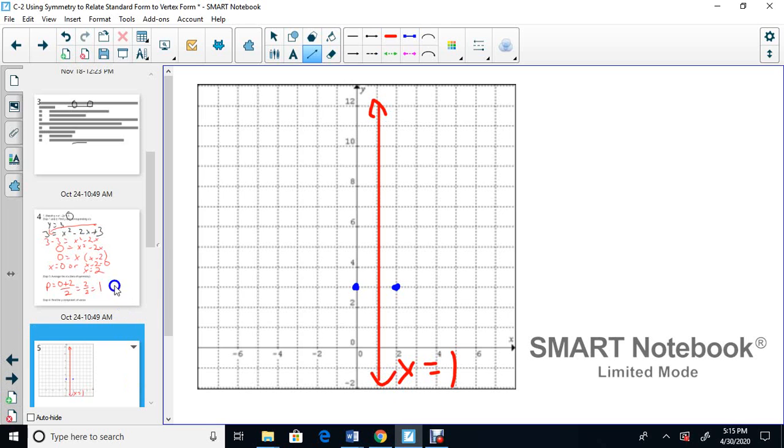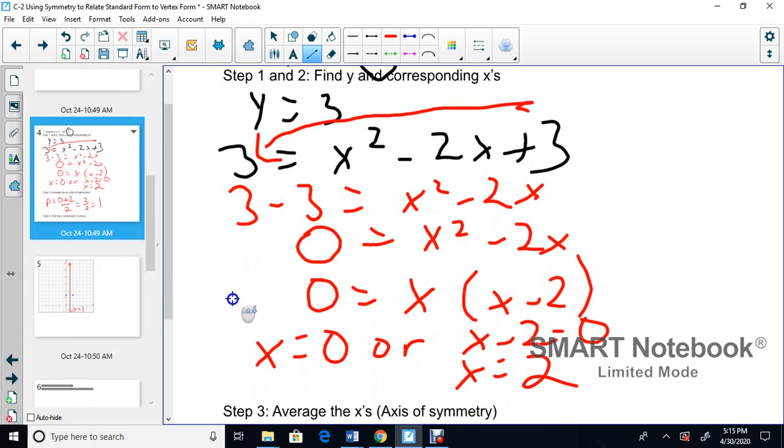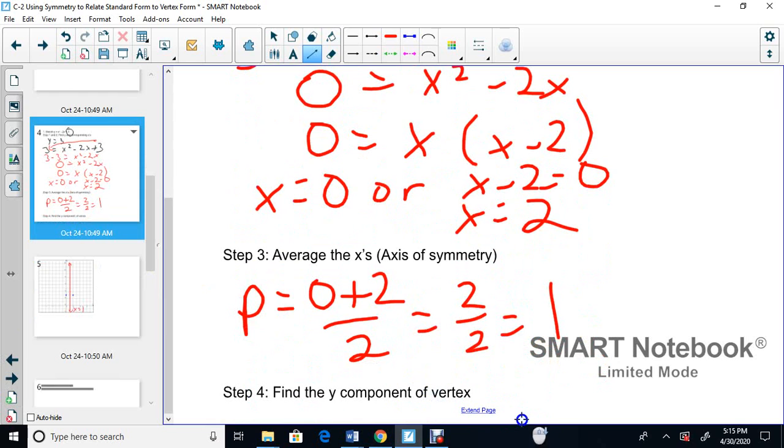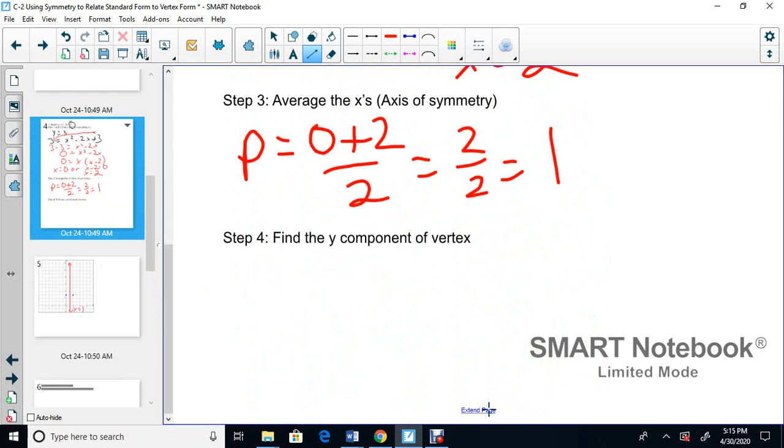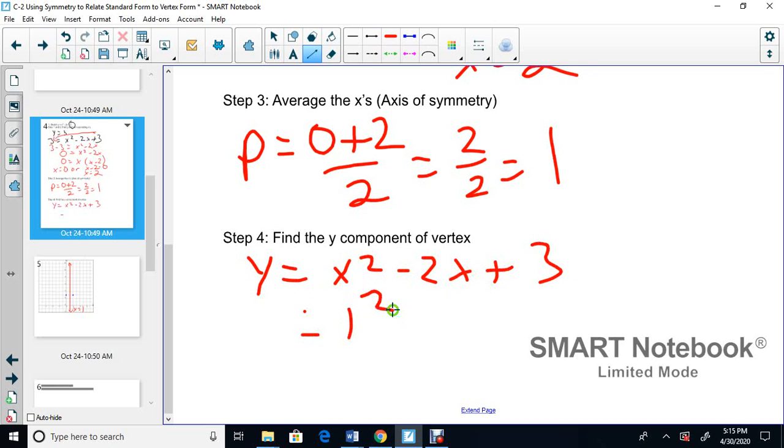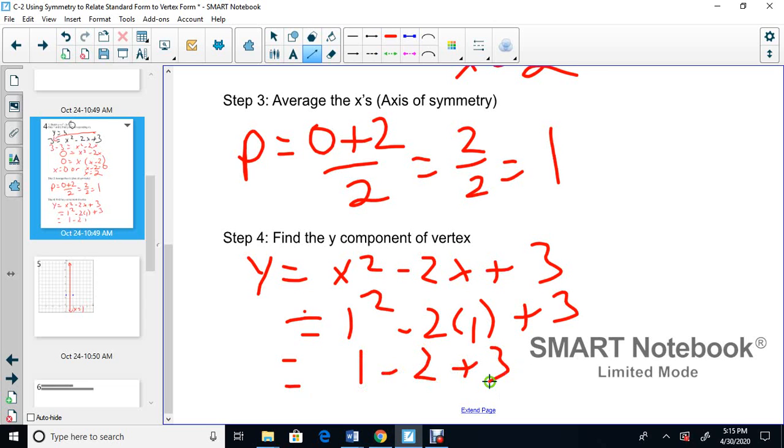Okay, now let's figure out the next part. Let's figure out our q. We're going to sub it into the equation. So we're going to sub into y equals x squared minus 2x plus 3. We're going to put the 1 in there. 1 squared minus 2 times 1 plus 3. Okay, that's 1 minus 2 plus 3.